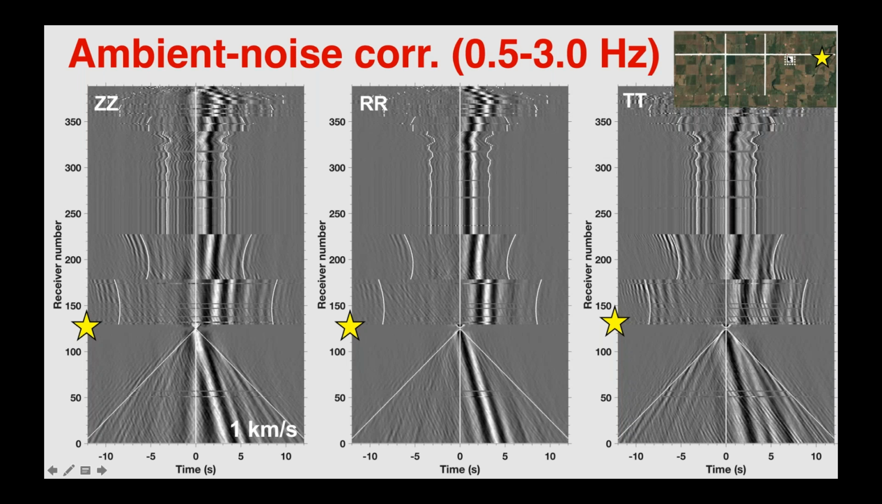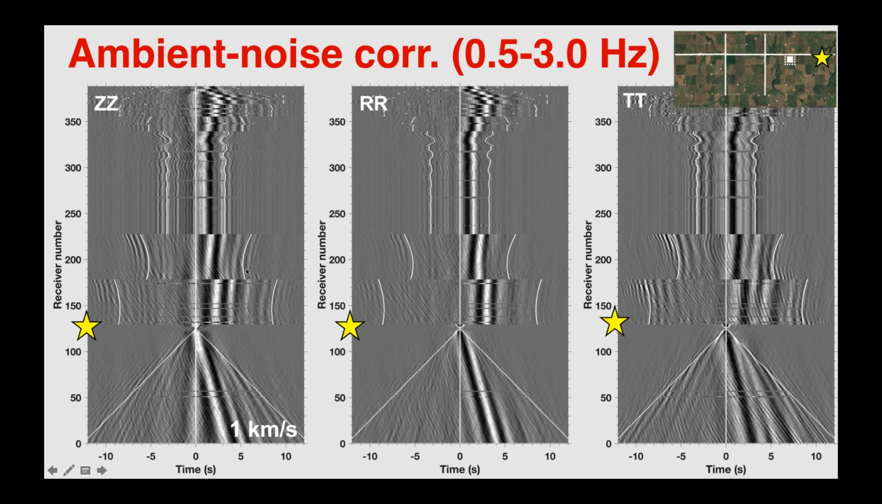And I cross-correlate the data at the yellow star with all other components, and each trace is showing the cross-correlation between each receiver pair. And this white dot shows the arrival time of the 1 kilometer per second waves. So I would say that the signals are very coherent over the traces, and we can clearly see the arrivals.